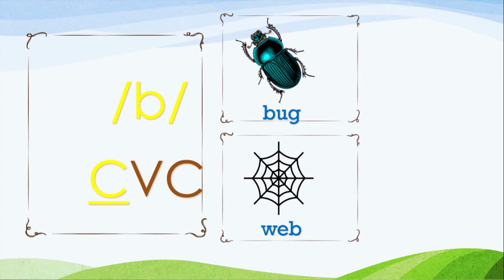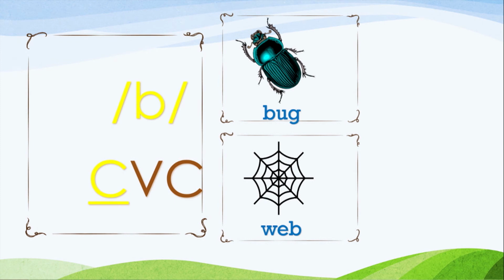We look at the picture. What is that? It's a web. It is a web. Now, we are listening for the word which has the b sound at the beginning. Charlie, which word has the b sound at the beginning? Boys and girls, which word has the b sound at the beginning? Did you say bug? You are correct. Bug has the b sound at the beginning.